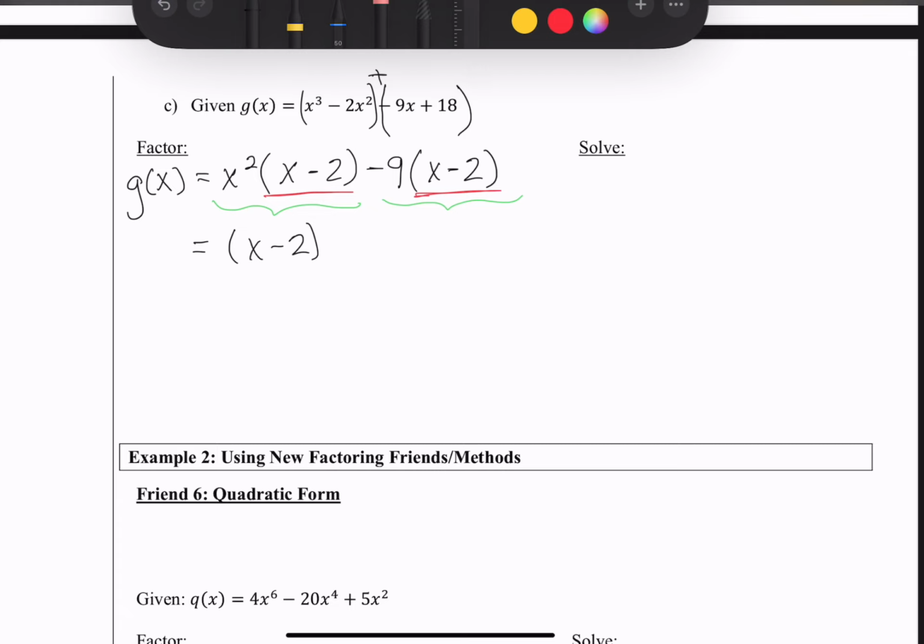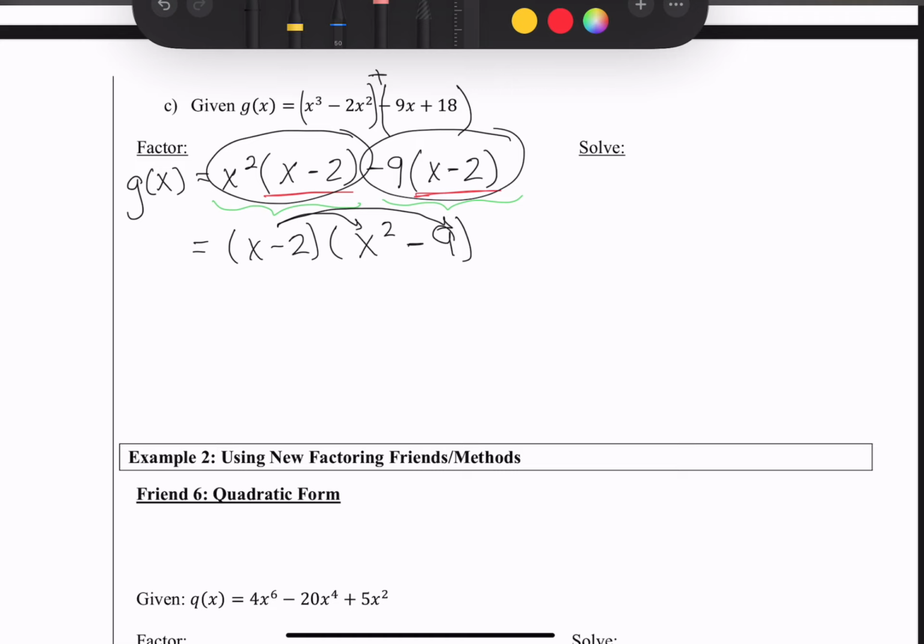Now that's going to leave me with what? Well, x minus 2 times what gives me this first term? x squared is what I'm missing. So I am going to multiply that by x squared. And then x minus 2 times what would give me the second term? That's right, I need a negative 9. I am not done factoring here. So I used factoring by grouping.